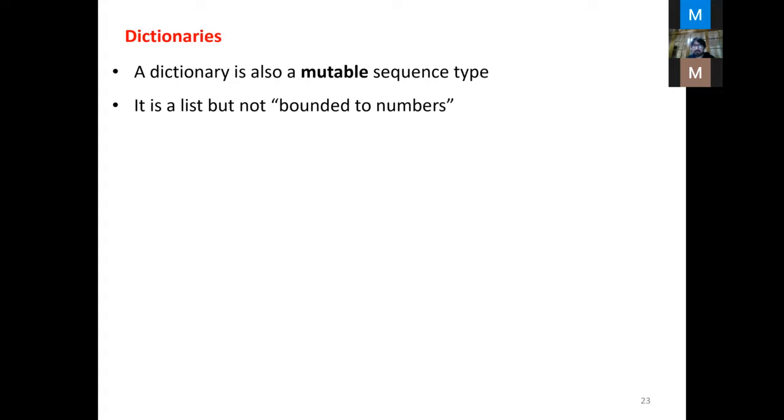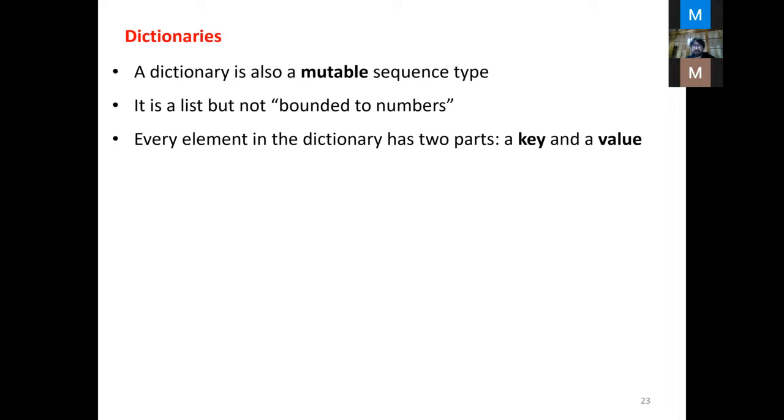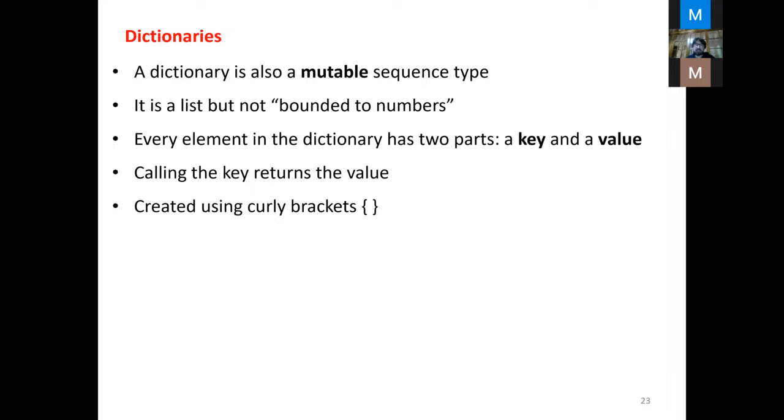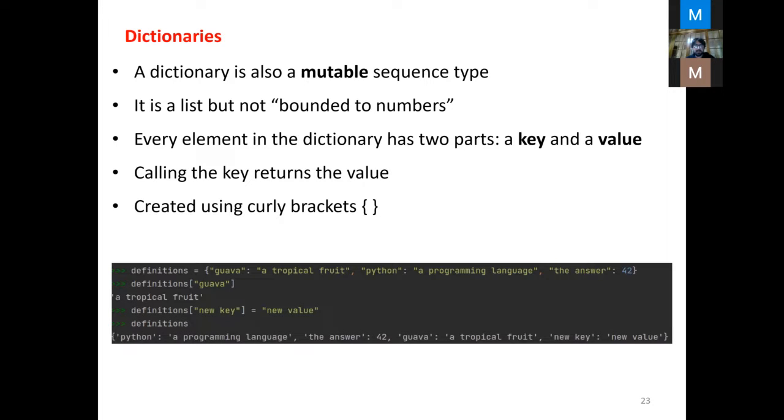Dictionaries are a bit more complex, but they can be very powerful if you use them properly and in the right situation. A dictionary is mutable, but it's a list that is not ordered, so it's not bound to numbers. Every element in the dictionary is made of two parts: a key and a value. If you call the key, it returns the value. So instead of calling the number, you call the key that defines the value you specified in the dictionary. You create them by using curly brackets. And here's an example of a dictionary.